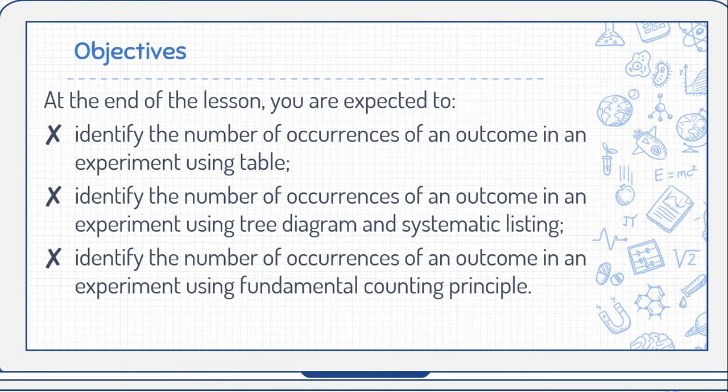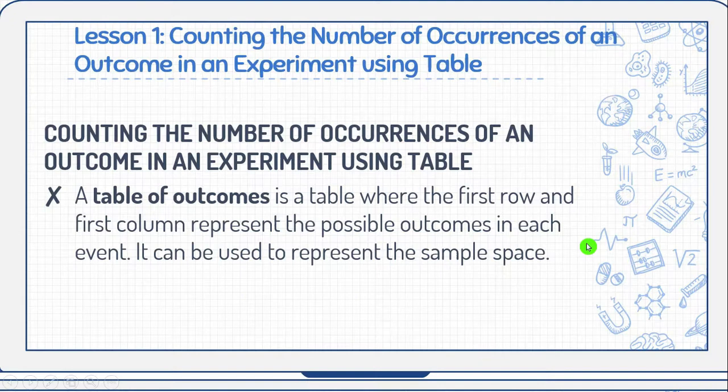Our objectives at the end of the lesson, the students are expected to identify the number of occurrences of an outcome in an experiment using the table, identify the number of occurrences of an outcome in an experiment using tree diagram and systematic listing, and last, identify the number of occurrences of an outcome in an experiment using fundamental counting principle. And for our lesson number 1, we have counting the number of occurrences of an outcome in experiment using table. Okay, so table po.